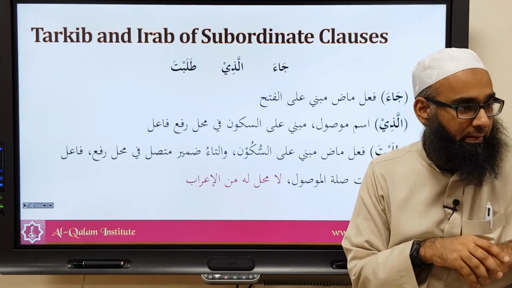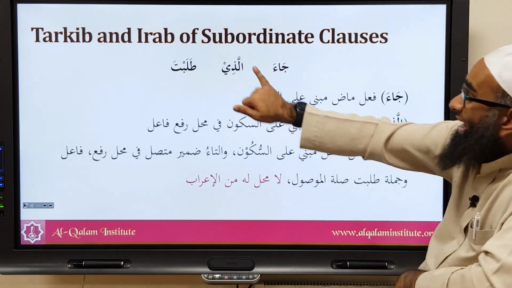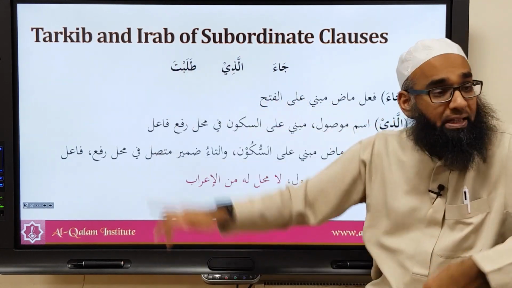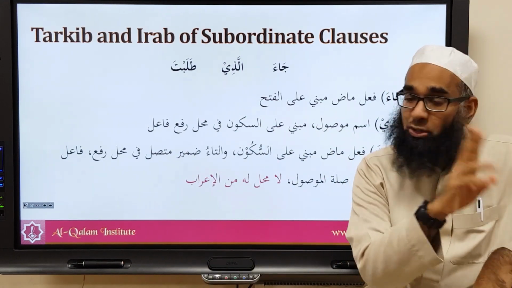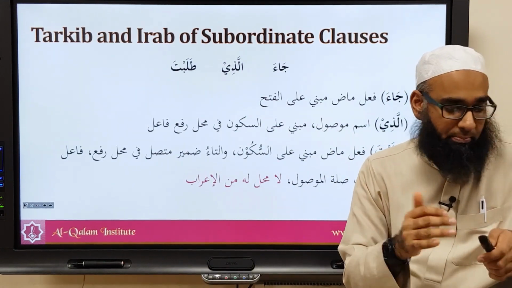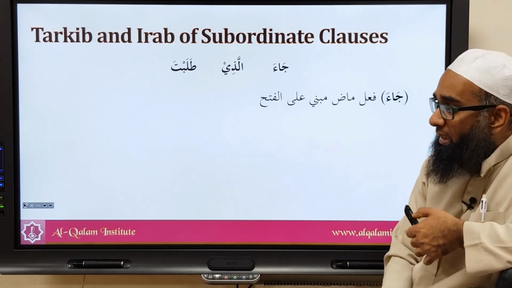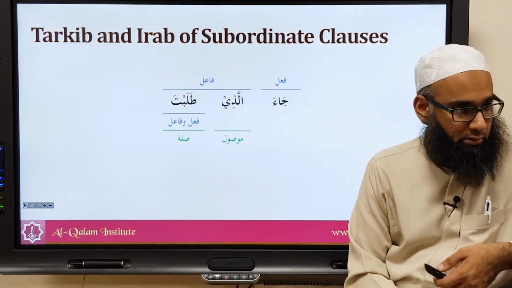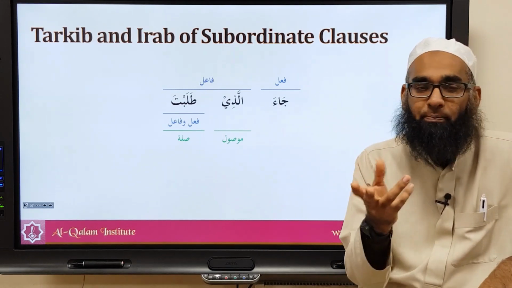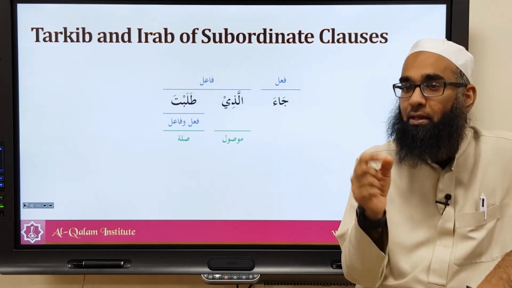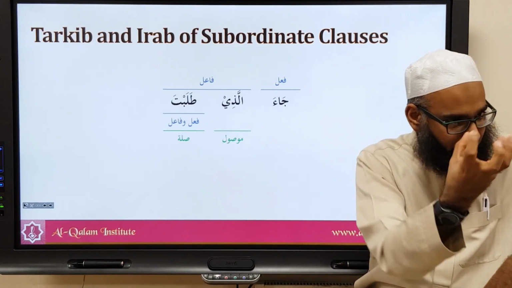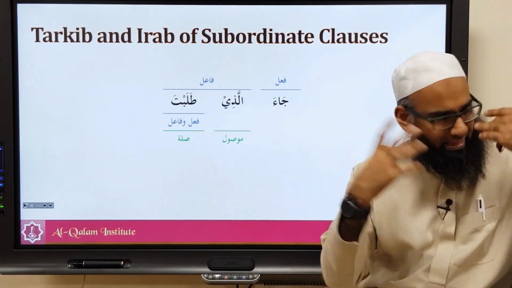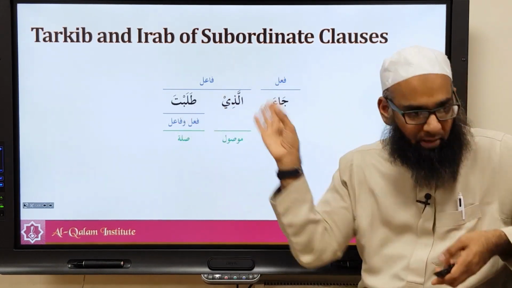Does that make any sense? So here, you say ja'a is a fa'il, alladhi is a fa'il. Talabta is the sila, but it has no mahal min al-i'rab. It's neither marfu, mansub, majrur. When you do tarkib, we join it together and say mawsool sila becomes the fa'il. Because in the meaning it makes sense. We can't say who came, that doesn't make sense. Who you called, he's doing the coming. So in tarkib, to understand the translation, we say mawsool sila becomes the fa'il.